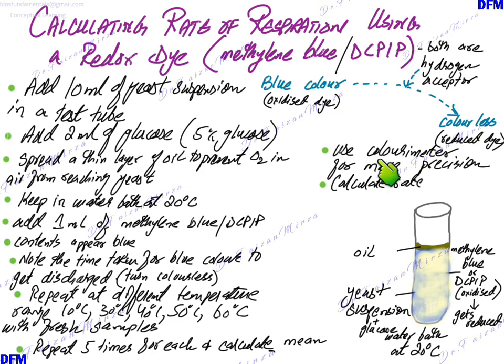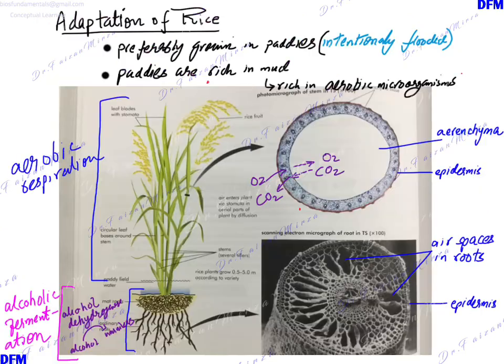A colorimeter can be used for a more precise reading of the color intensity, which can be taken from the digital reading rather than just judging the color endpoint by eye. So you can use the colorimeter values as endpoints to note the maximum color change that is seen there. The rate is always calculated as 1 upon time. So this is how this experiment works.